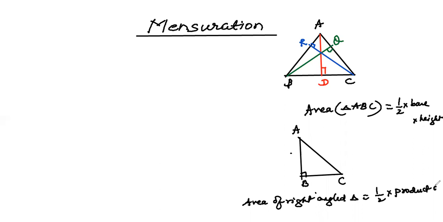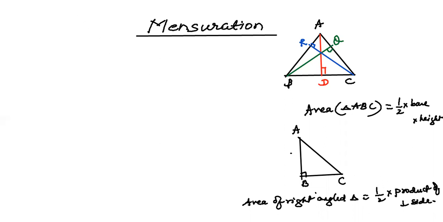Perpendicular sides are base and height, so it's as good as half base into height. Got it? Product means the multiplication of perpendicular sides. Perpendicular sides are base and height. Got it? I hope everybody understood me here.